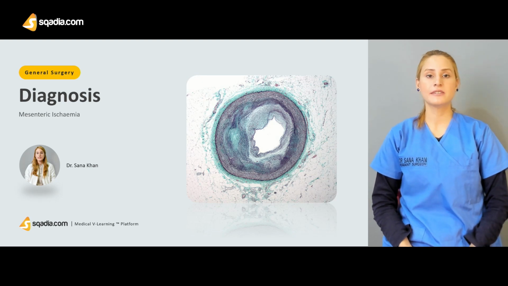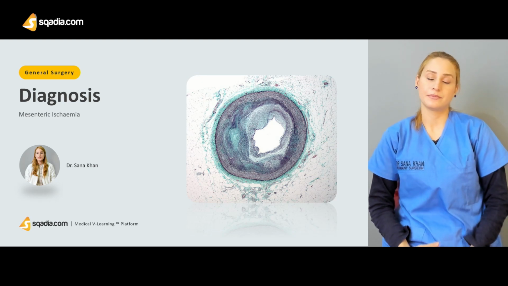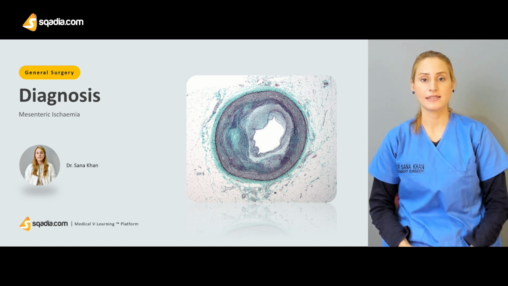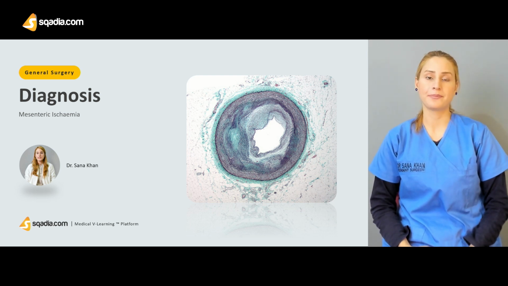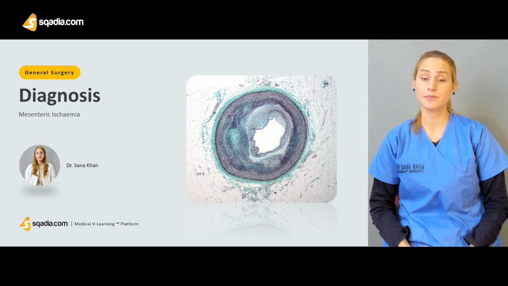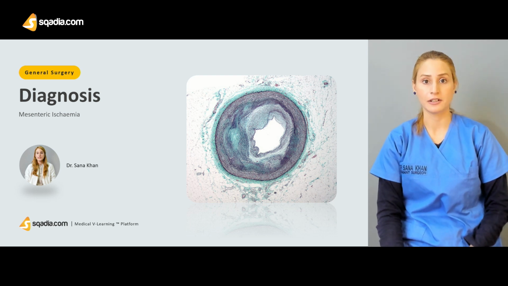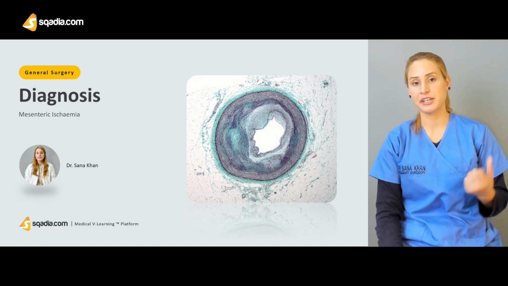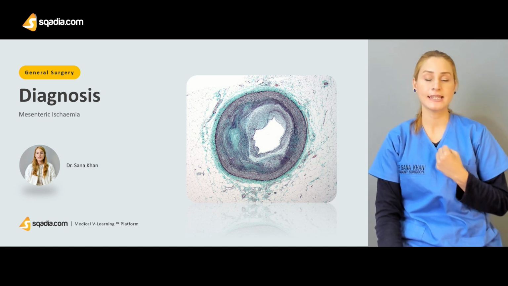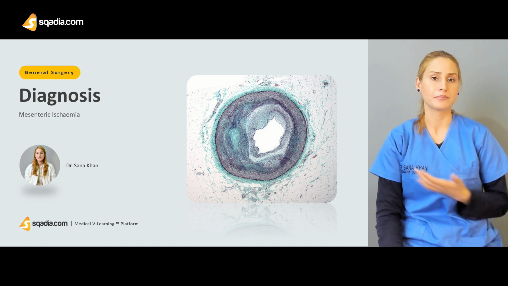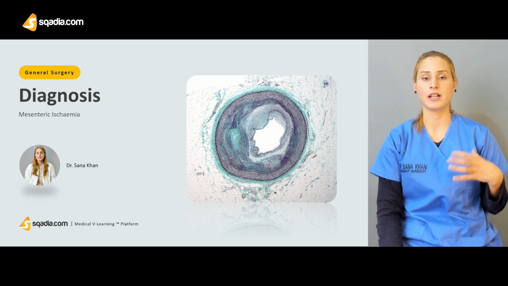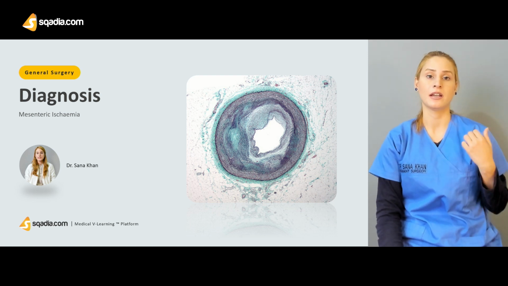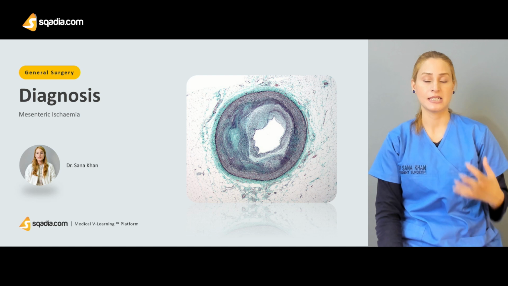Okay, so how are you going to make the diagnosis? You have to correlate the clinical signs and symptoms, and there are some investigations which are really going to help you. But most of the time, the diagnosis of acute mesenteric ischemia is clinical. So you have to be very good in picking up your signs and symptoms, so that you need only a little bit of the investigations.